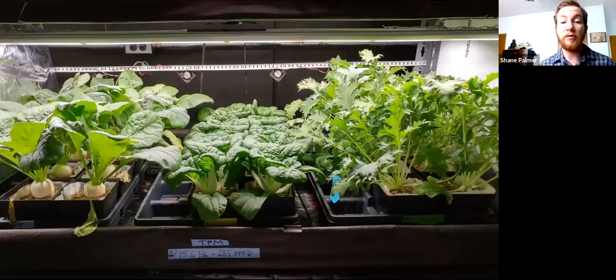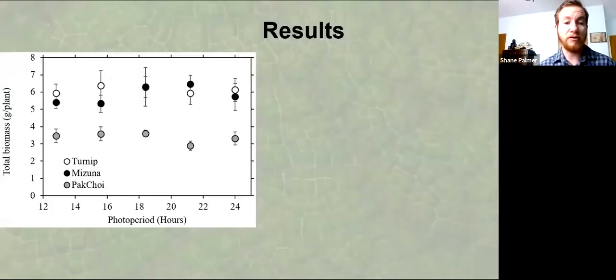This is just an example of what the plants look like in the chamber. I think they're very pretty. They look fantastic. On the left are the turnips, which are quite happy growing in relatively small pots. Pak choi is in the middle, and mizuna is on the far right. These are pretty close to being adult, mature plants. You can see how different they look from one another. It's very distinctive. You can't mistake them for each other.